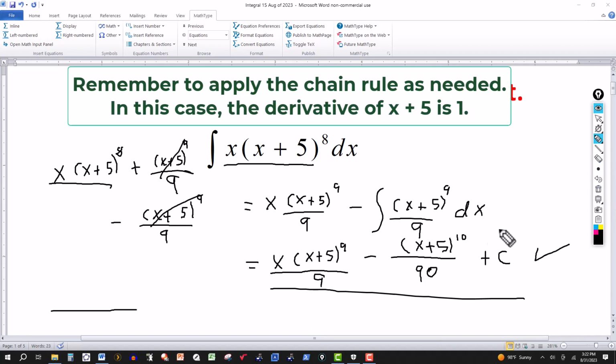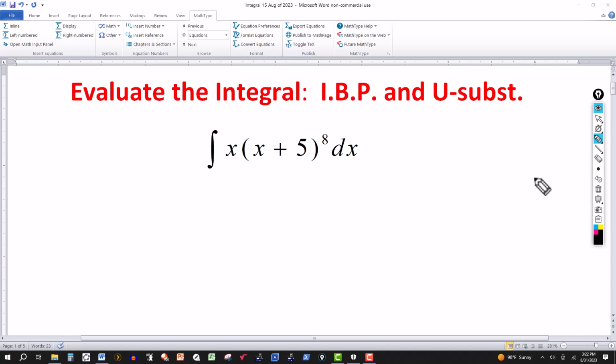So again, this is your answer there. Now let's see the u substitution. For the u substitution, I'm going to let u equal x plus 5. So du, the derivative of x plus 5 is 1, so this would just be du equals dx. So du equals dx.